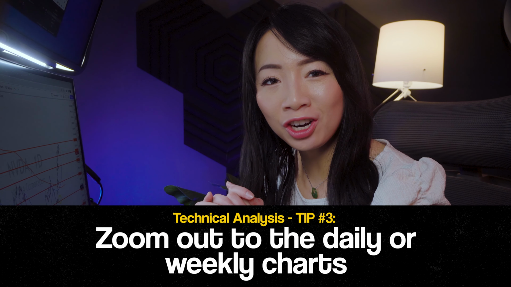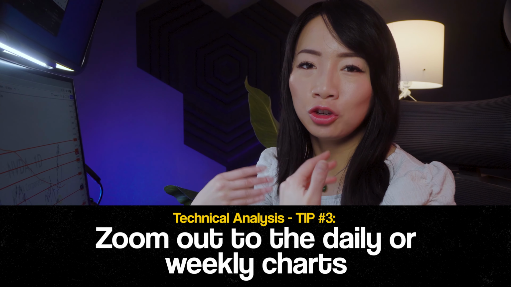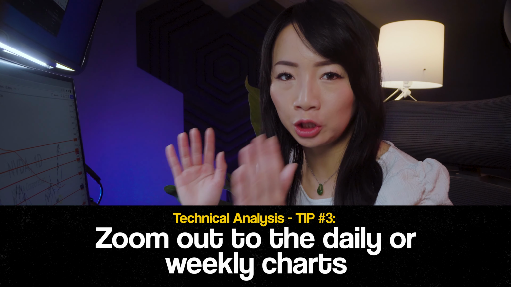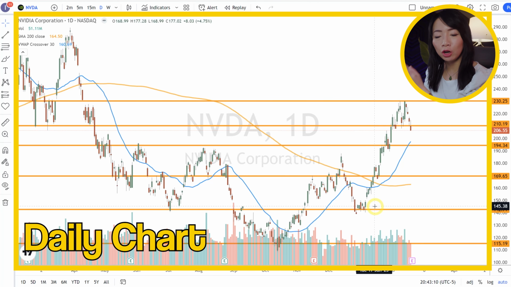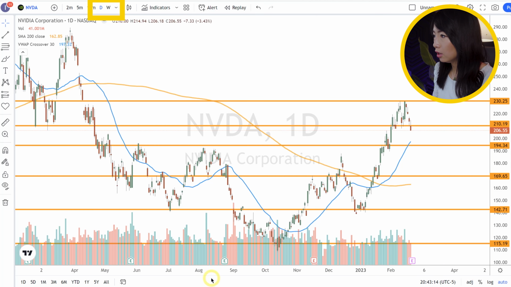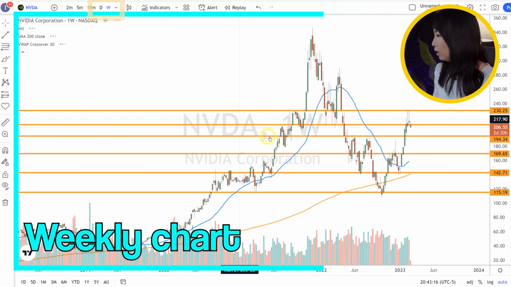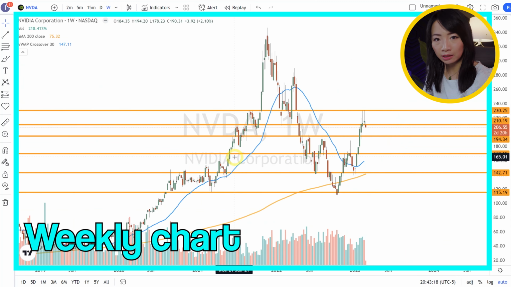Tip number 3 is to zoom out to the daily chart or the weekly chart. There are just too many traders who are only focusing on the short-term time frame during intraday trading. You want to be looking at the bigger picture. That's the reason we're looking at the daily chart. And if you're swing trading, you want to be switching over here to the weekly chart. That's what you should look at if you're swing trading.